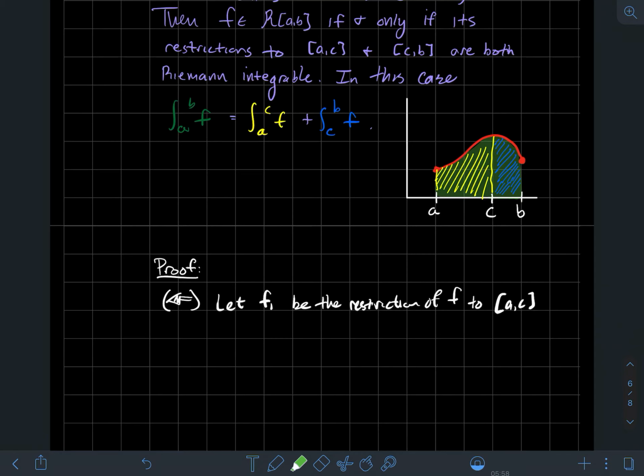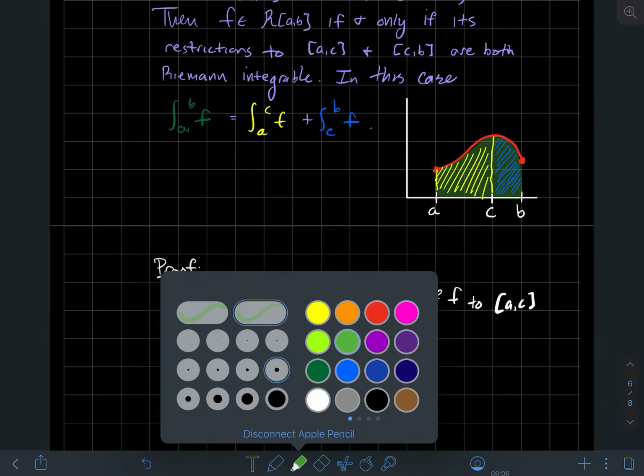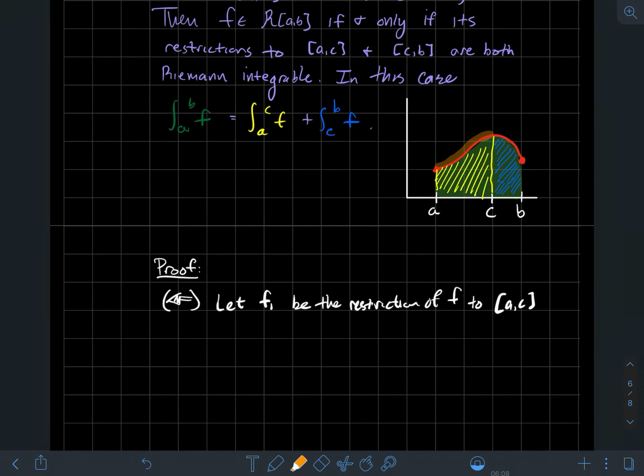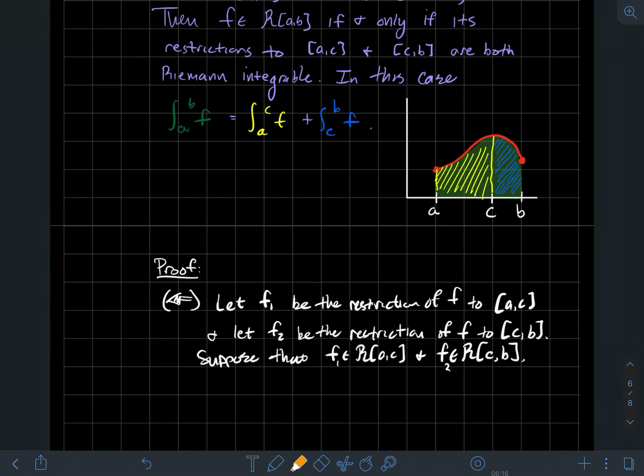To fix some notation, let's say f sub one is the restriction of f to a c. In my picture, maybe I should get a different color. How about orange? Let's say this part of the graph in orange is F1, and this part of the graph in orange is F2, the restriction of F from c to b. If we're going this direction, we get to suppose that these restrictions F1 and F2 are Riemann integrable. In symbols, F1 is in R[a,c], and F2 is in R[c,b].